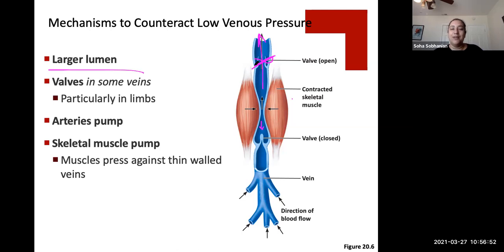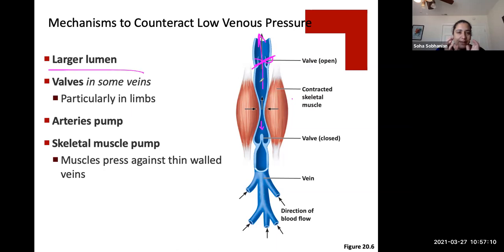Same thing with your arteries' pump. They do the same thing as your muscles. Every time your arteries pulse because of the pressure, they're going to put pressure on the vein and move the blood upward. Same concept as the skeletal muscle pump.